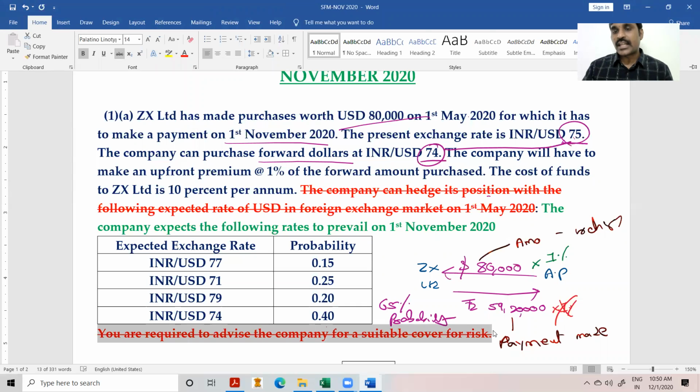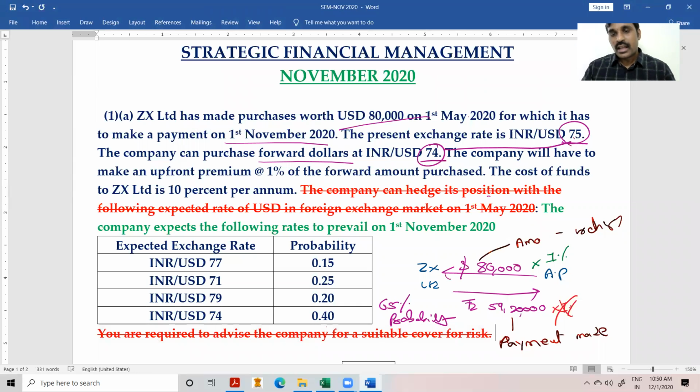That means which hedging strategy is to be used. Suitable cover means you have to have some choices, forwards, futures, and options, and then I can pick which is the suitable cover. Here, the given information is only whether to cover or not. But the question is asking which is the suitable cover. Therefore, that is not the correct sentence.